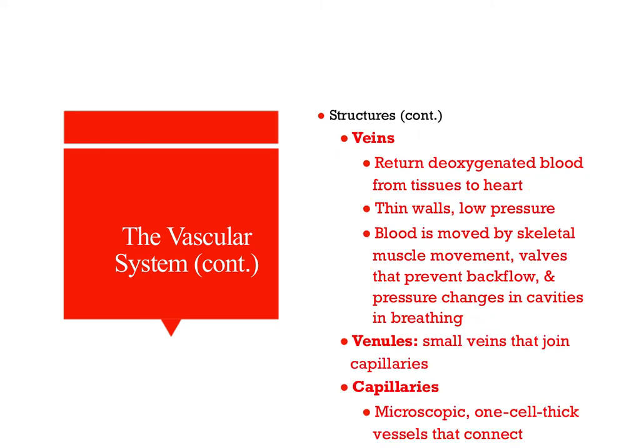And then we have veins. They return deoxygenated blood from the tissues to the heart. They have thin walls and low pressure. Veins are what you will be doing phlebotomy on. All right. And blood is moved through the veins through the skeletal system. Okay.